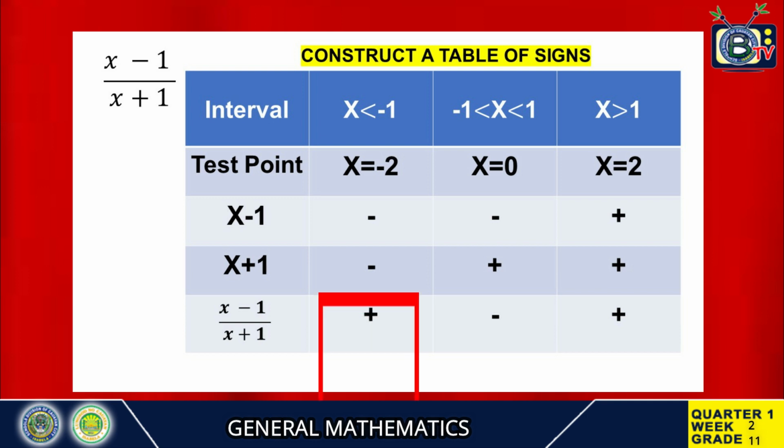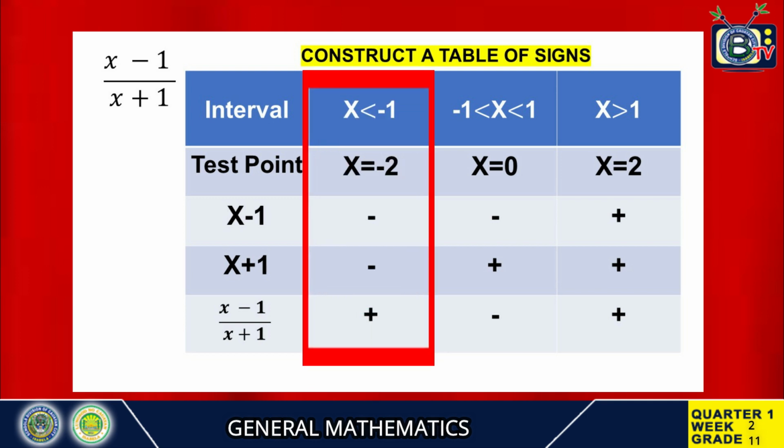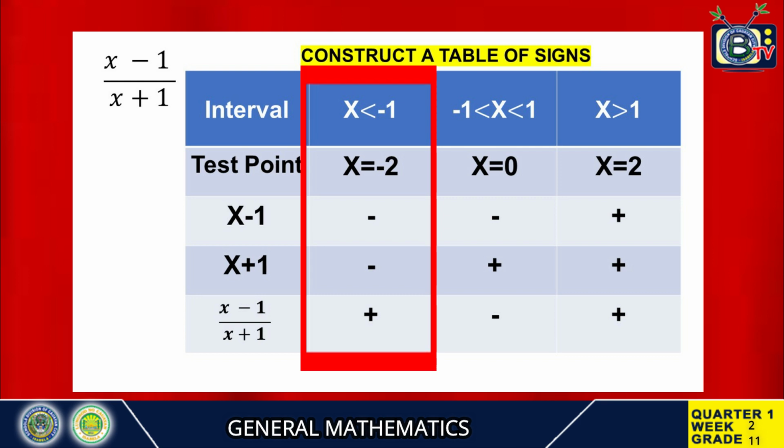For the interval x is less than negative 1, with test point x is equal to negative 2. For x minus 1, we have negative 2 minus 1 is equal to negative 3. We don't need to write negative 3 anymore, just write the sign, which is negative. For x plus 1, negative 2 plus 1 is equal to negative 1. So we have negative for x minus 1 and negative for x plus 1, so negative divided by negative is equal to positive.